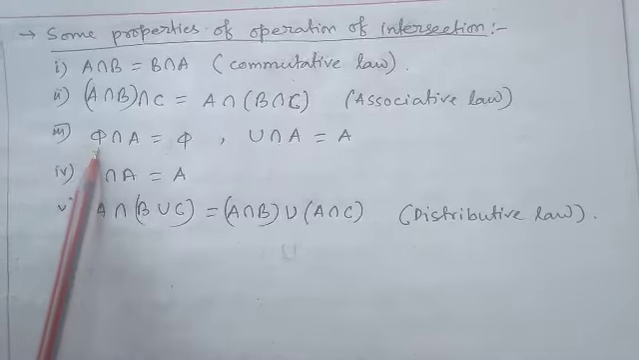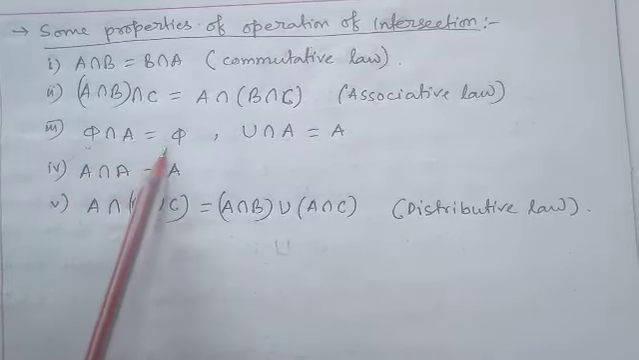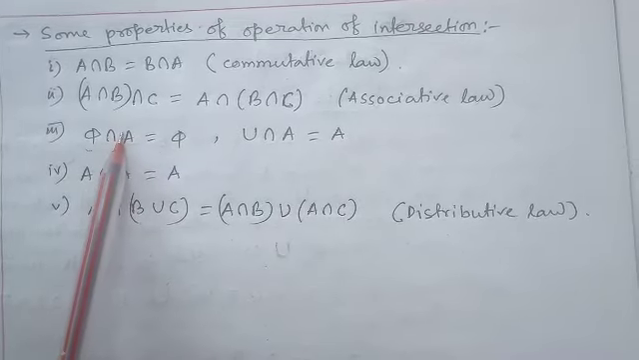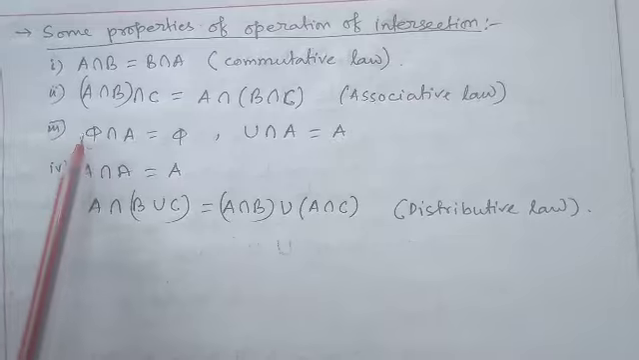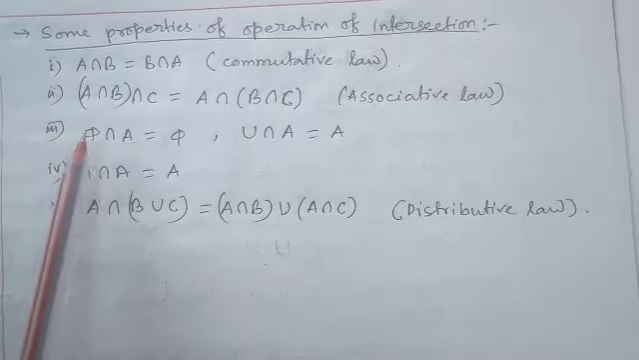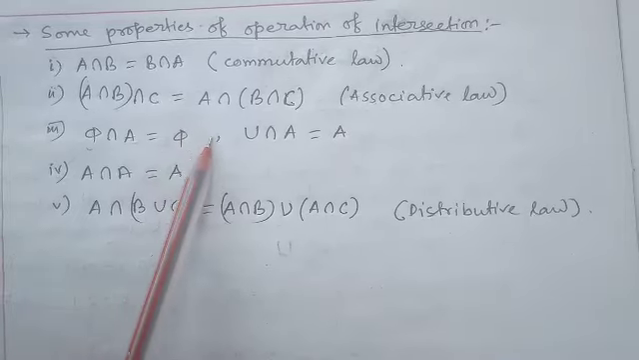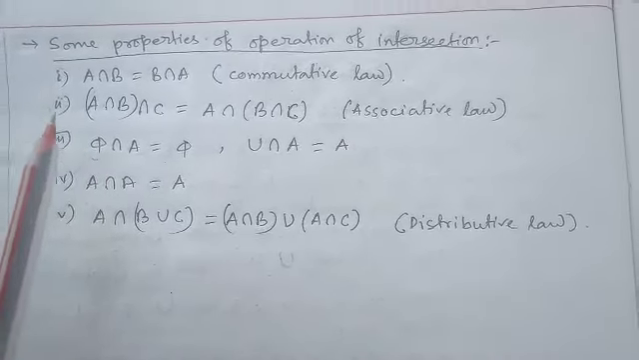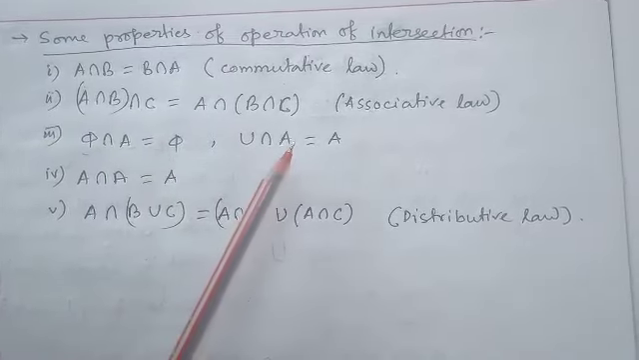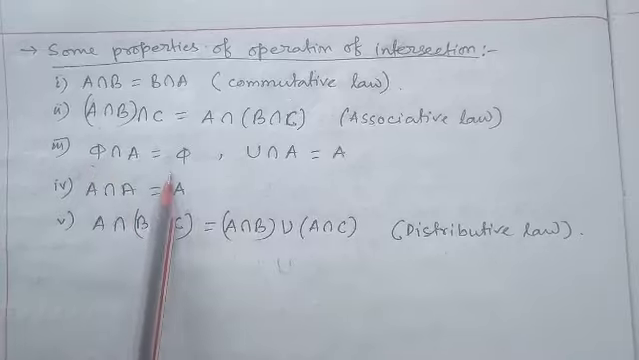Intersection of phi and A, always you will get phi. Here A is a non-empty set and phi is the empty set. So the intersection of an empty set and a non-empty set, you will always get phi, that means the empty set. Intersection means common elements. So for the empty set and a non-empty set, there is no common element. That is why this is the empty set.